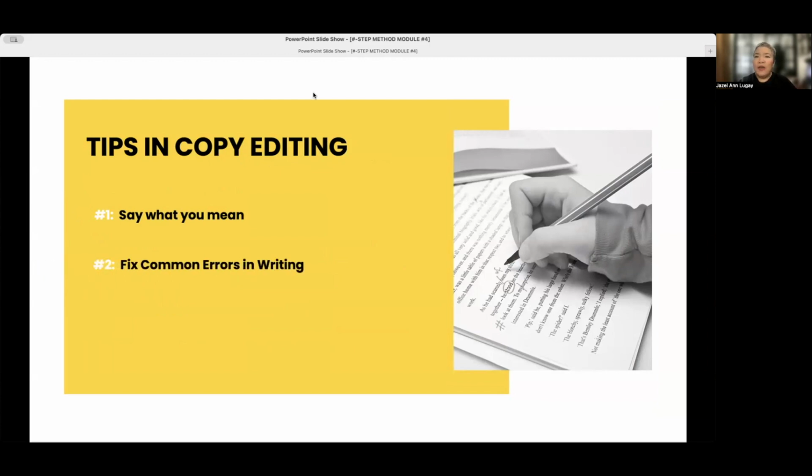Number 2, fix common errors in writing. Check for common writing mistakes such as unclear pronouns, subject-verb agreement, run-on sentences, wrong words, wordiness, capitalization errors, spelling errors, sentence fragments, misplaced apostrophes, passive voice, punctuation, and hyphens, to name a few.